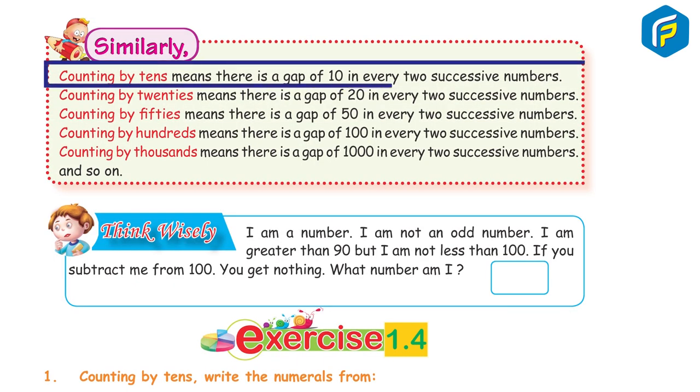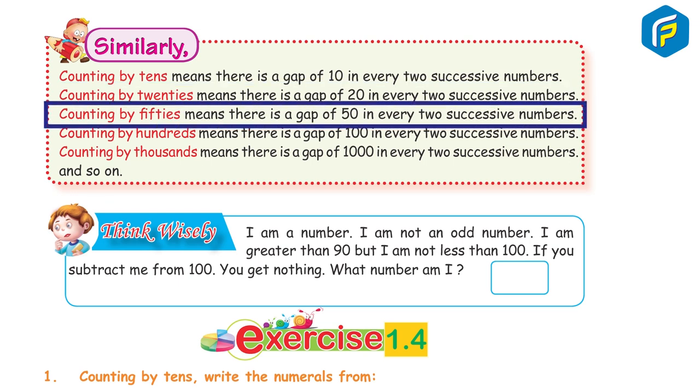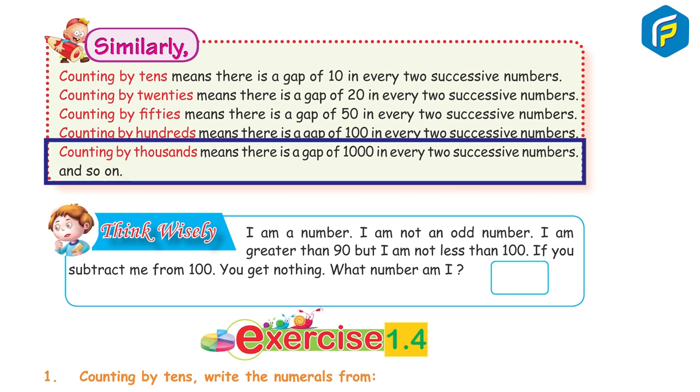Similarly, counting by tens means there is a gap of 10 in every two successive numbers. Counting by twenties means there is a gap of 20 in every two successive numbers. Counting by 50s means there is a gap of 50. Counting by hundreds means there is a gap of 100. Counting by thousands means there is a gap of 1000 in every two successive numbers, and so on.